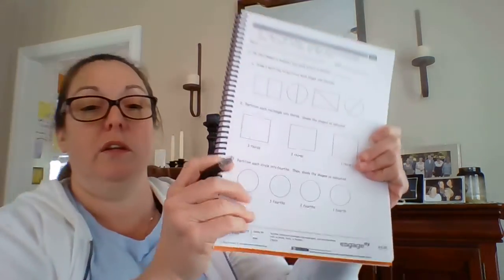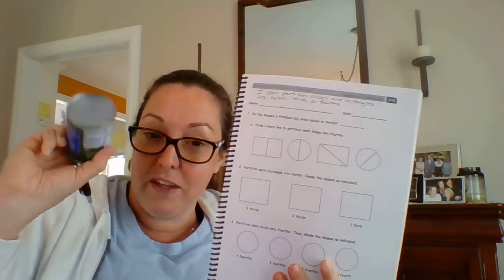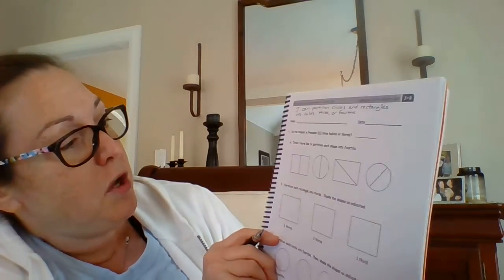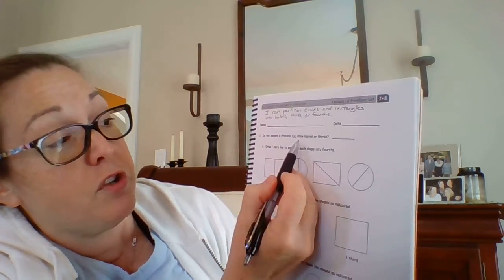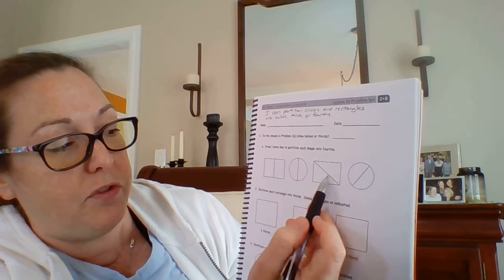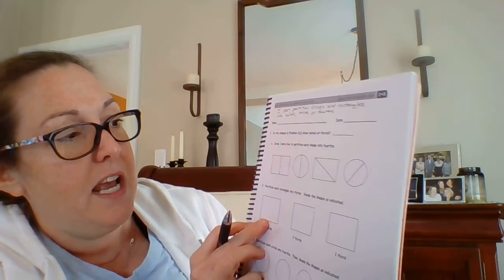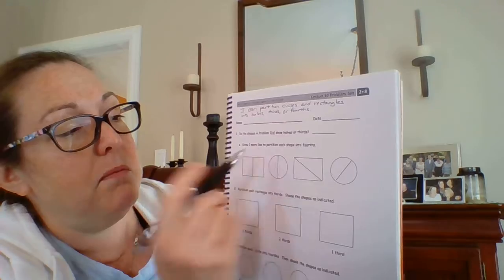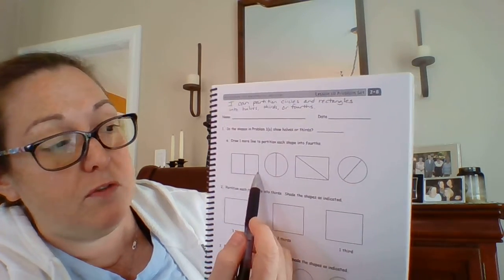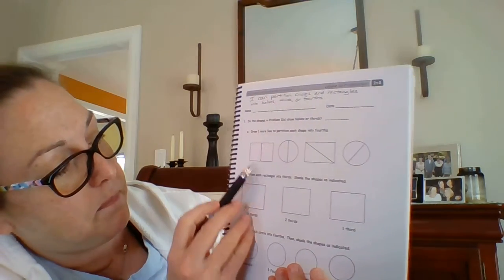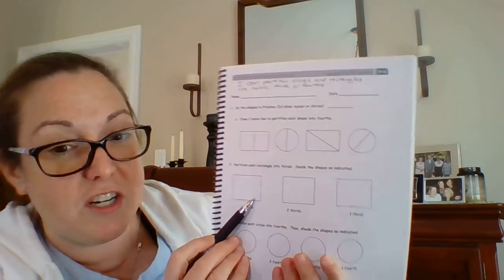So today, for your problem set, if you aren't printing on a piece of paper, here's your circle and here's your rectangle, just trace your shapes and then partition them. First you're going to answer, is this showing halves or thirds? So you're going to need to write right here and tell me whether you're showing halves or thirds. And then these are saying draw one more line to partition each shape into fourths. So they're already cut into halves, and they want you to partition these into fourths. These they want you to partition into thirds.